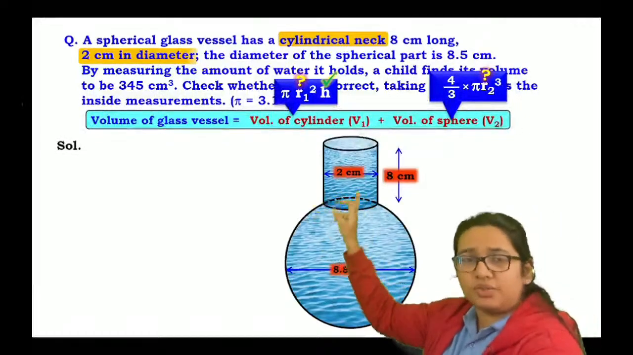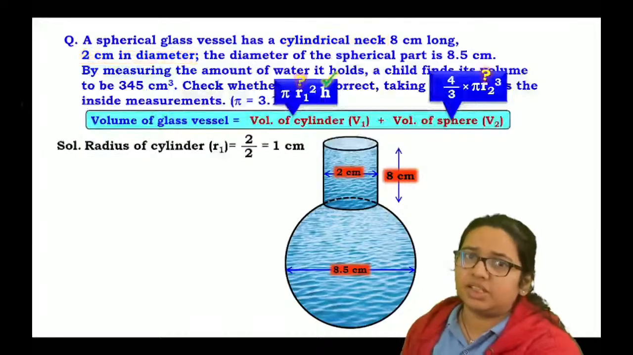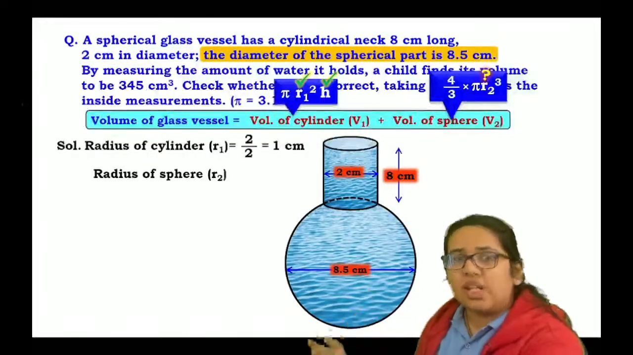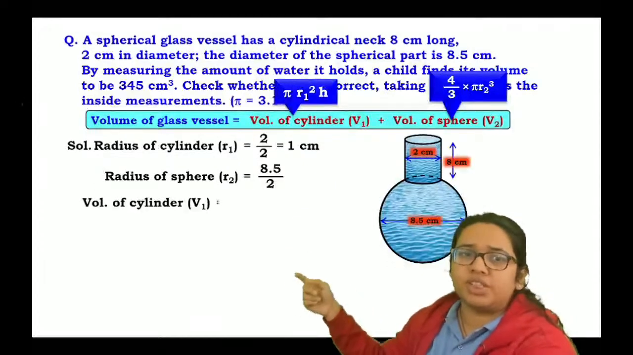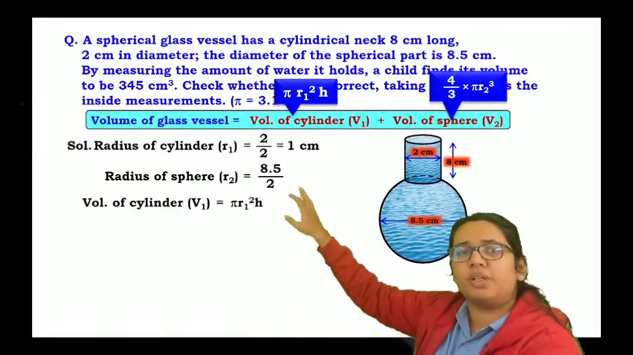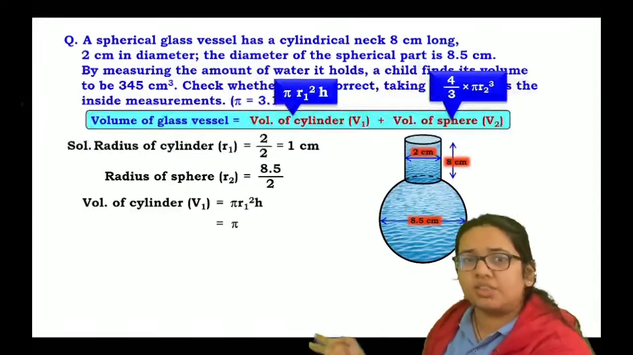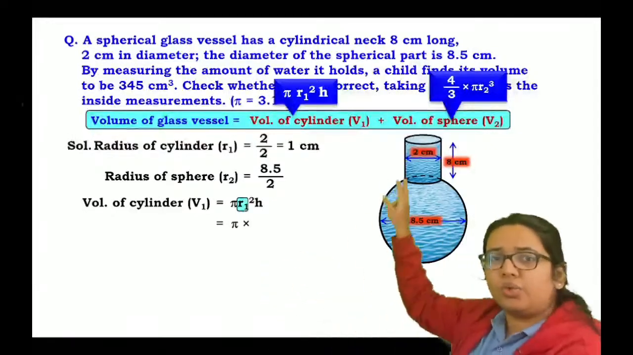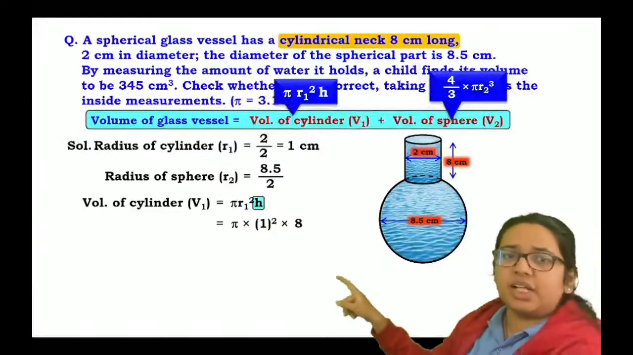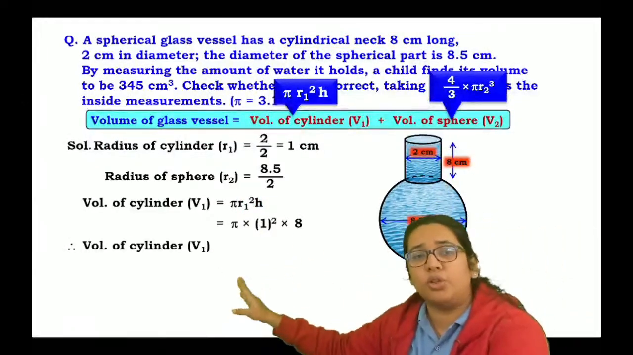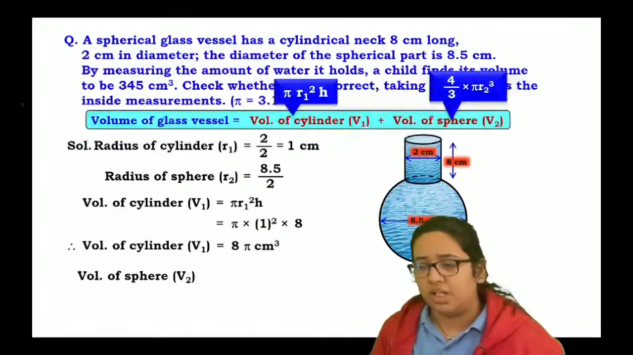As diameter of the cylindrical neck is 2 centimeter, hence its radius will be 1 centimeter, as well as diameter of the sphere is given as 8.5, so its radius will be 8.5 upon 2. Now volume of the cylinder, which is nothing but pi r square into h, so pi into 1 into 1, and h is given as 8 centimeter. So we can say that volume of the cylinder will be 8 times pi cubic centimeter. Done up to this?